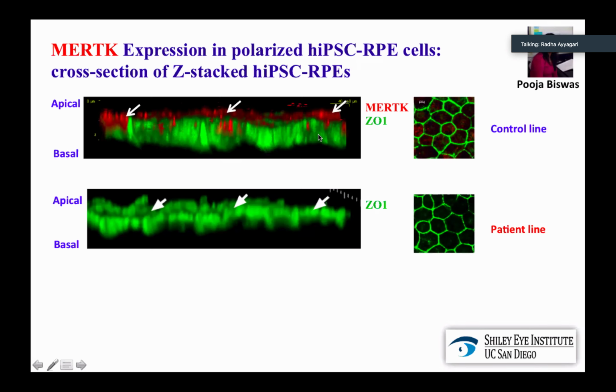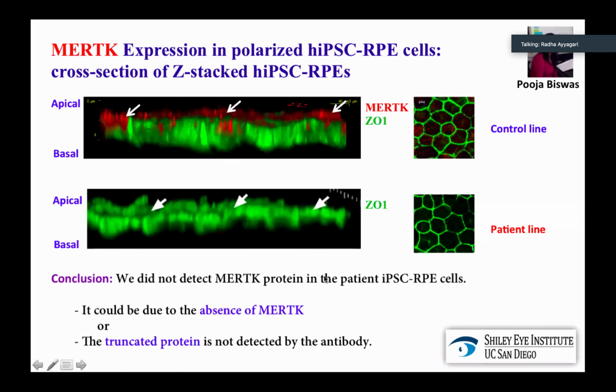When we performed immunocytochemistry, the red indicates MERTK. So you can see that there is MERTK protein in the control line. This is the RPE differentiated from iPSC. But we did not detect the MERTK signal in our patient line. This could be due to two reasons. One is probably MERTK is not present, or the antibodies we were using did not detect the MERTK protein if a truncated protein is present.